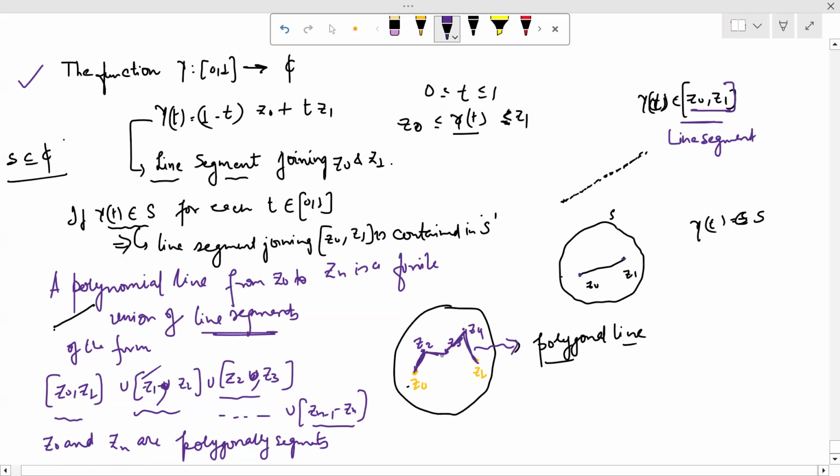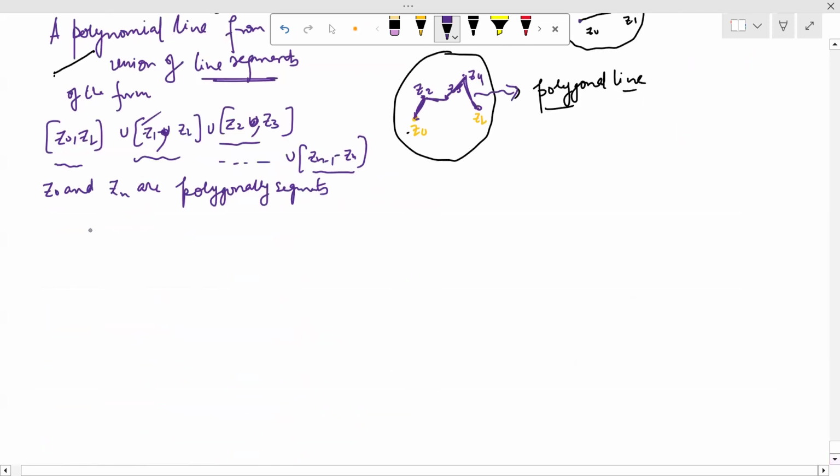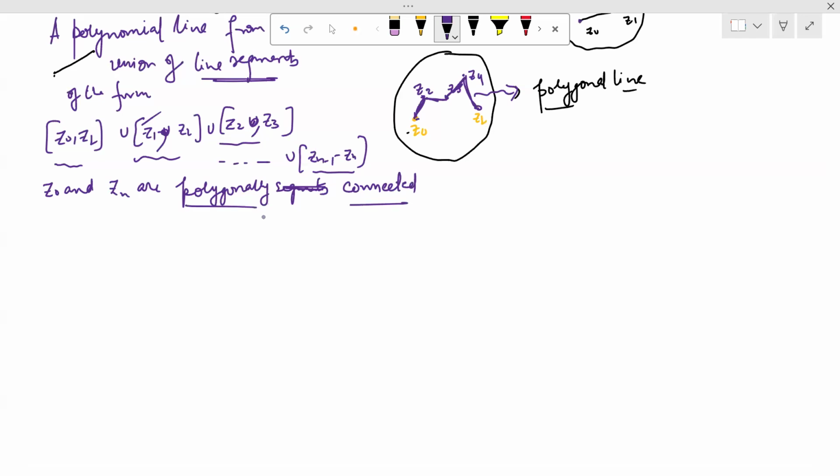So basically this line segment, this line, this line, all small line segments, and ultimately I have reached this point. Is that clear till now? Yes, sir. Okay, so we'll say that Z0 and Zn are polygonally connected if Z0 and Zn can be joined by a polygonal line.